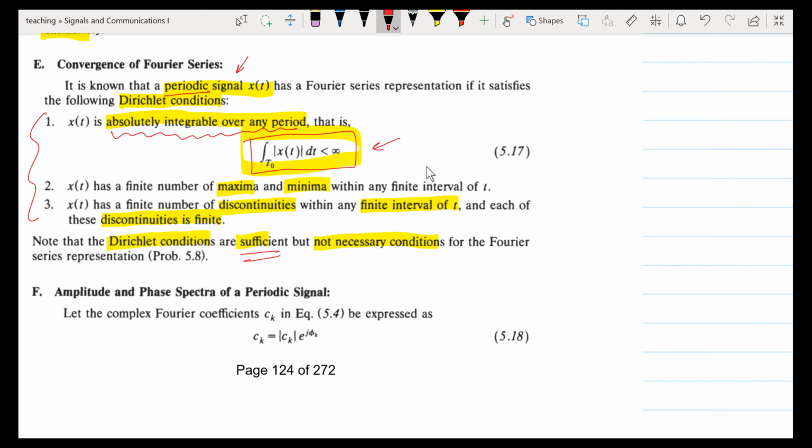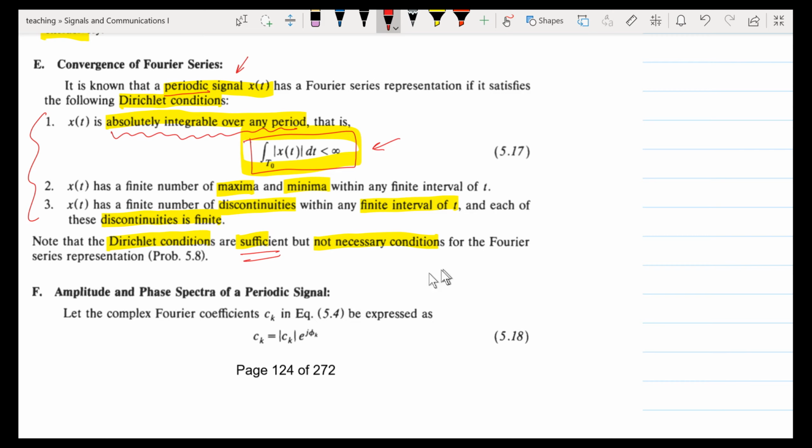The second condition is that x(t) must have a finite number of maxima or minima within any finite interval of t. And lastly, x(t) has a finite number of discontinuities within any finite interval of t, and each of these discontinuities must be finite.